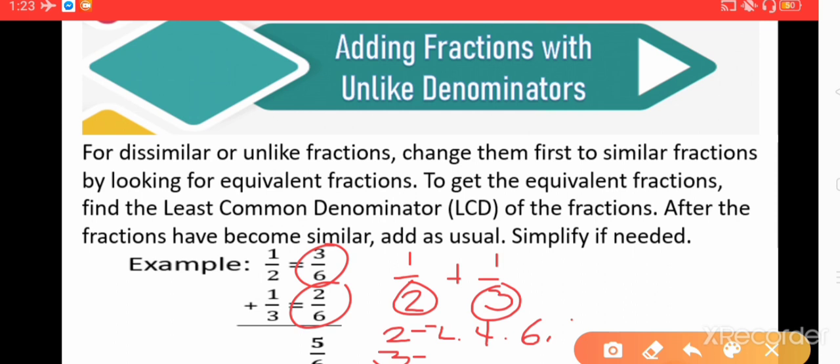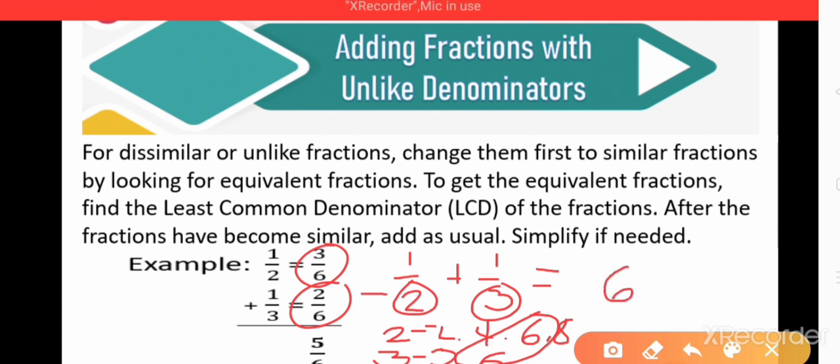2 times 4 will give you 8, and so on. And sa 3 naman, 3 times 1 will give you 3. Then, 3 times 2 will give you 6. So, may magkamukha na ba sila? Yes, yun ay 6. So, ngayon, 6 ang ating LCD. So, ngayon, i-divide natin siya sa denominator, then i-multiply natin siya sa numerator.